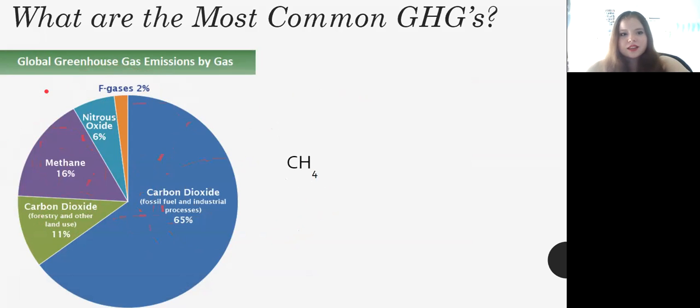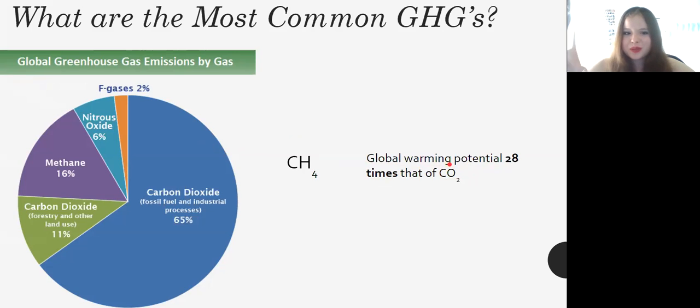So before I get into each of these guys individually, to give you perspective, carbon dioxide stays in the atmosphere for about 100 years. And it has a global warming potential of 1. CH4 here, that's methane, has a global warming potential of 28 times that of carbon dioxide. So a potential of 28 compared to carbon dioxide, which is 1, which stays in the atmosphere for 100 years. Yikes.